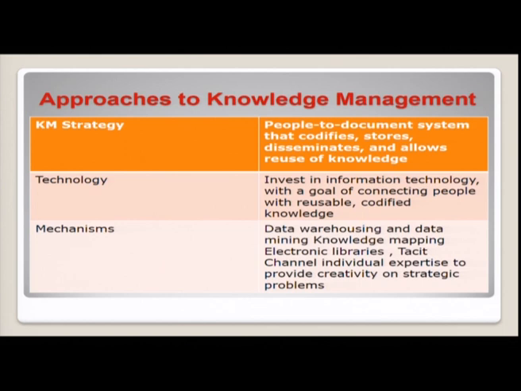Whatever a person reads from textbooks and published works becomes part of a document system that codifies, stores, disseminates and allows reuse of knowledge. In the knowledge management strategy, it is classified into two types. One is called the technology, the second one is the mechanism.